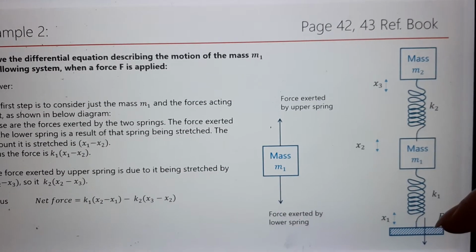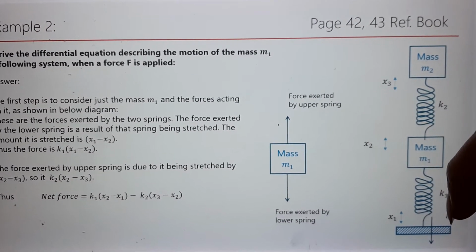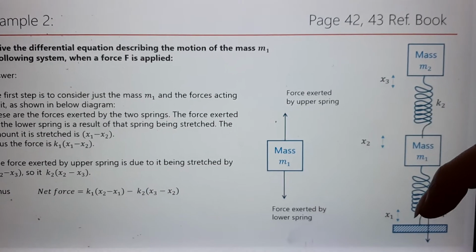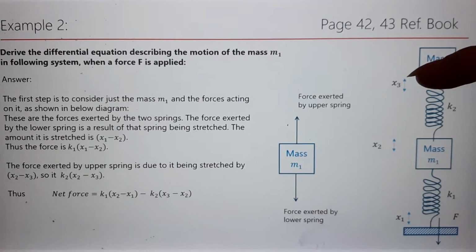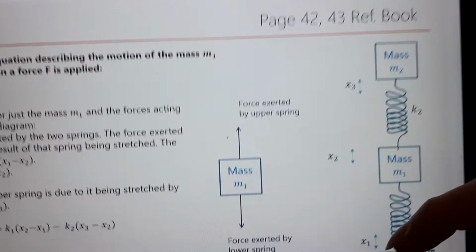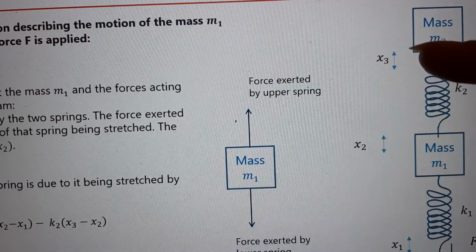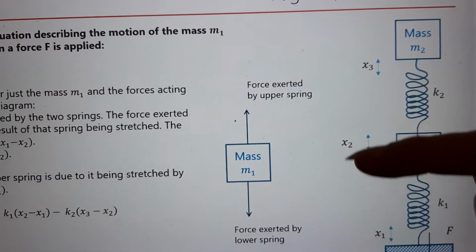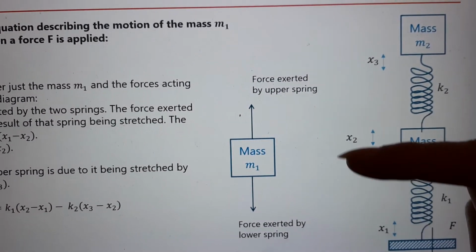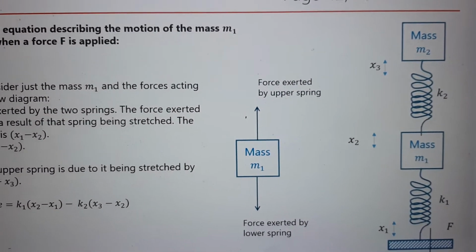In this case, if we have a small movement toward the force F, we will have three types of displacement, as you can see. They are displacements x1, x2, and x3. So we are going to look at the equations and mathematics that are happening here.